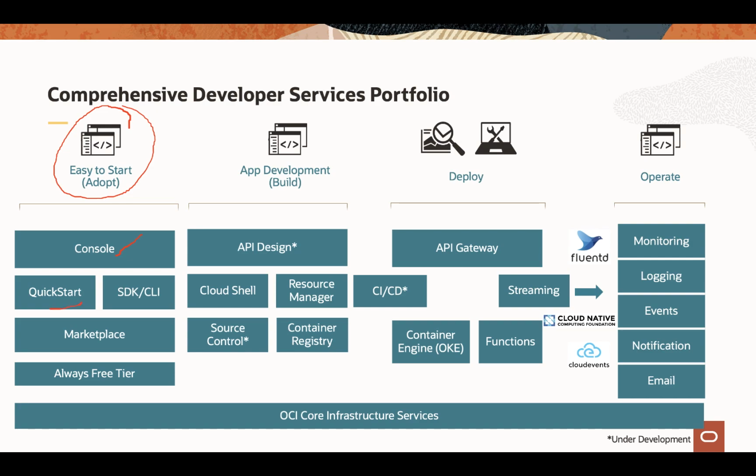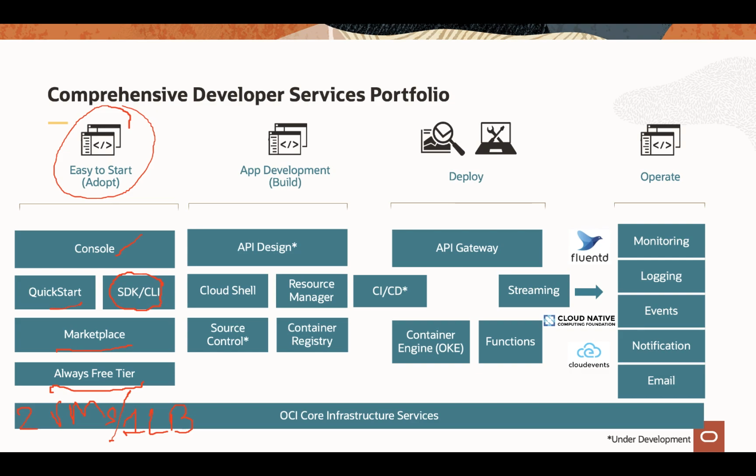The third one is the SDK and CLI. So we have rich SDK and CLI options. And recently we have released the TypeScript SDK as well. Then comes the marketplace where you can get open source software and other partner software as well. And then the last one is the always free tier. In the always free tier, you're going to get two VMs, one load balancer, and a couple of GB of storage as well.